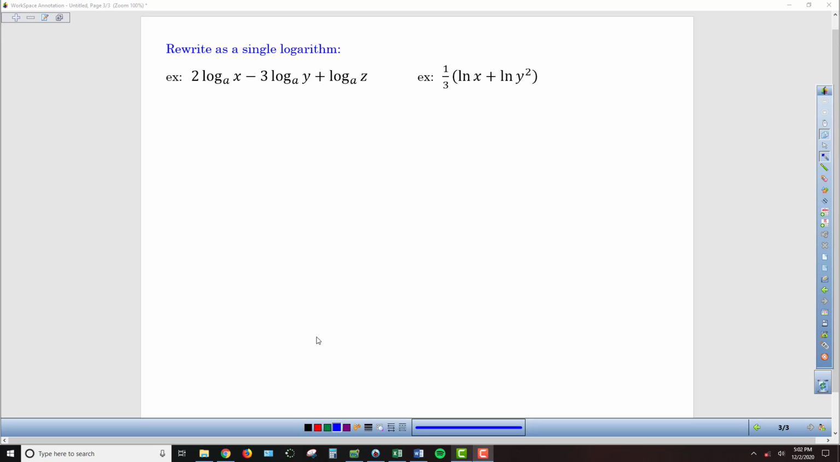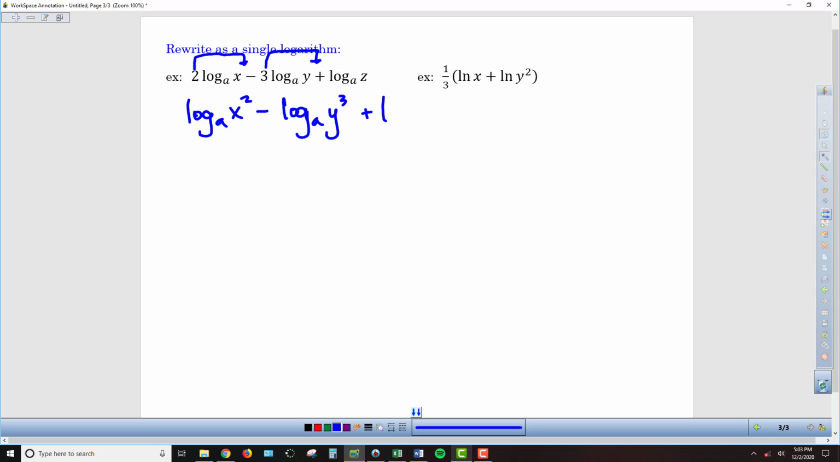In our last two examples, we're just working in the opposite direction. So now we have multiple logarithms, and we want to rewrite this expression as a single logarithm. So in this first one, the first thing I'm going to do is take these coefficients and move them in so that they are exponents on the variables inside of the logarithm. That's my log of powers. So I'm going to end up with log base a of x squared minus the log base a of y cubed, and then plus, we still have that log base a of z.